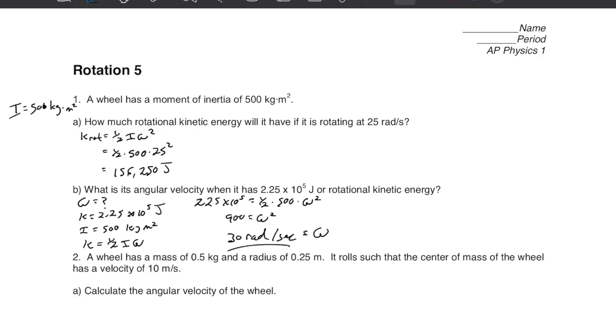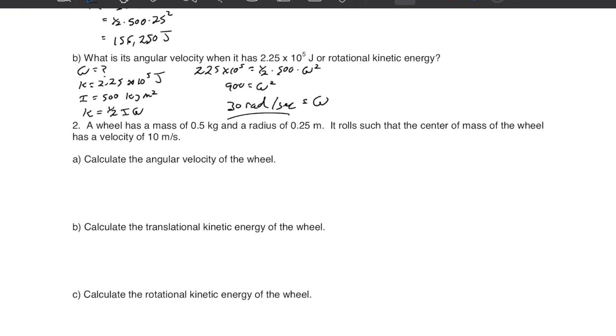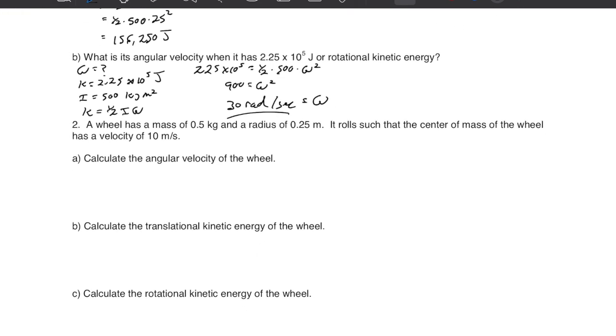A wheel has a mass of 0.5 kilograms. So mass is 0.5 kilograms. The radius is 0.25 meters. It rolls such that the center of mass of the wheel has a velocity of 10 meters per second. So we know the linear velocity is 10 meters per second. Calculate the angular velocity of the wheel.